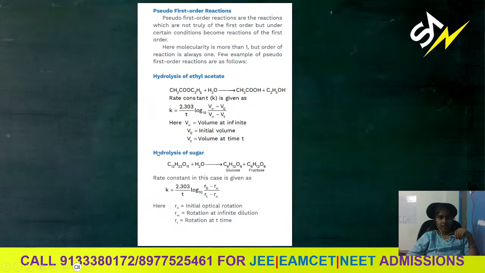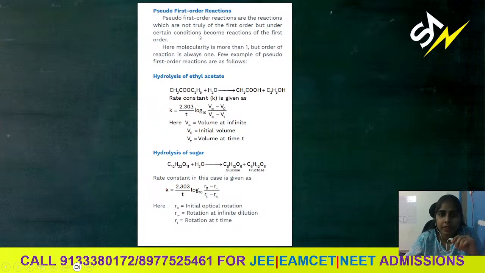So next we see pseudo first order reaction. So what is meant by pseudo first order reaction? Pseudo first order reactions are the reactions which are not truly of the first order, but under certain conditions become reactions of the first order. See, understand this? They are not first order, but under some certain conditions they will show properties of first order reactions. Here molecularity is more than 1, but order of the reaction is always 1. So since its order is always 1, it is first order.